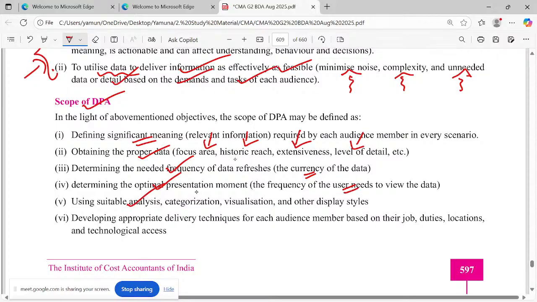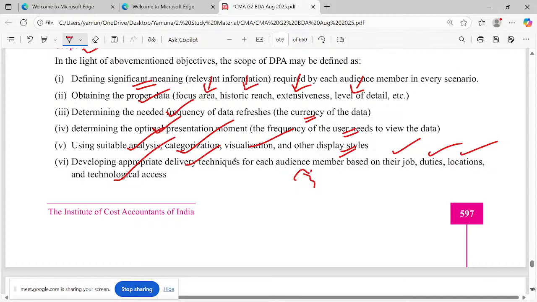Then you can use suitable analysis. You can go for categorization, visualization, and other display styles also. And you develop delivery techniques, because each and every audience, depending on the job, the duties, the location, and the technological assets, will have different experience and different knowledge and understanding of data. So you do it that way.